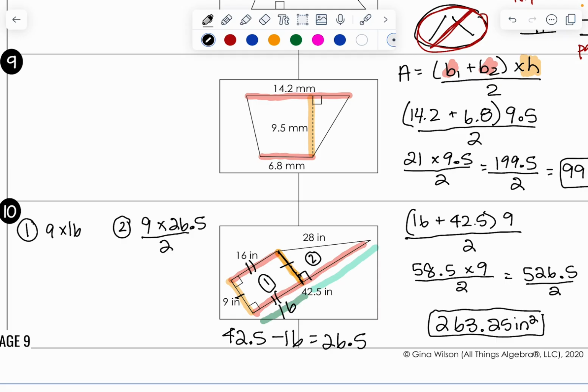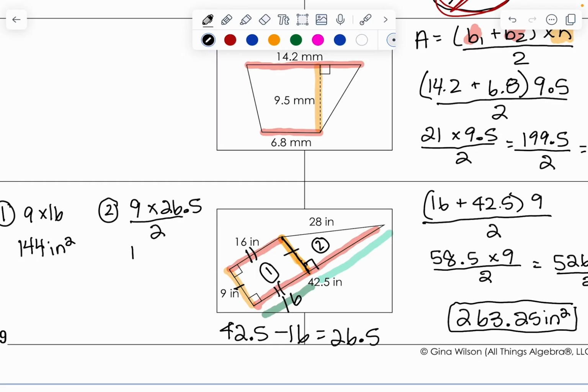Okay, so now I'm going to solve my two formulas. For my rectangle, 9 times 16 is 144, and this would be inches squared. For my triangle, I don't have any even numbers, so I'm going to multiply first. So 9 times 26.5 is 238 5/10. When I divide by 2, I get 119 25/100, and this would be inches squared.